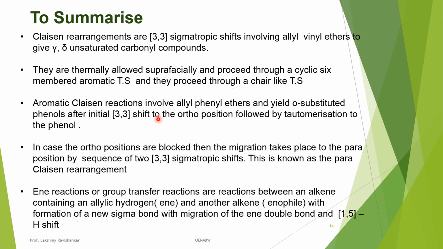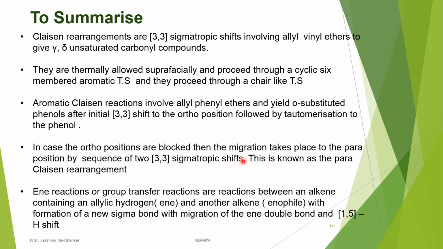So to summarize, Claisen rearrangements are 3,3 sigmatropic shifts which involve allyl vinyl ethers to give gamma,delta-unsaturated carbonyl compounds. They are thermally allowed and proceed through a cyclic 6-membered aromatic transition state, a chair-like transition state. Aromatic Claisen reactions involve allyl phenyl ethers and yield ortho-substituted phenols after initial 3,3 shift to the ortho position followed by tautomerization to the phenol. However, in case your ortho positions are blocked, then the migration takes place to the para position by a sequence of two 3,3 sigmatropic shifts.